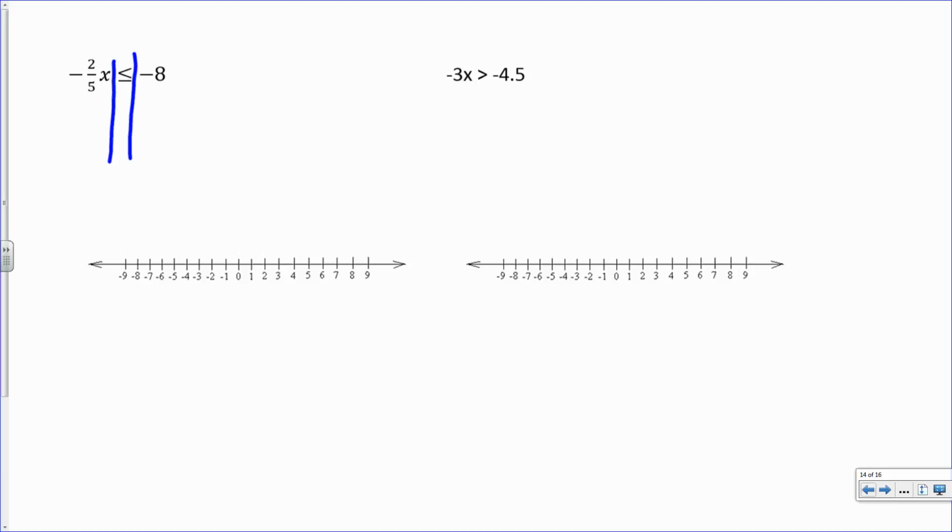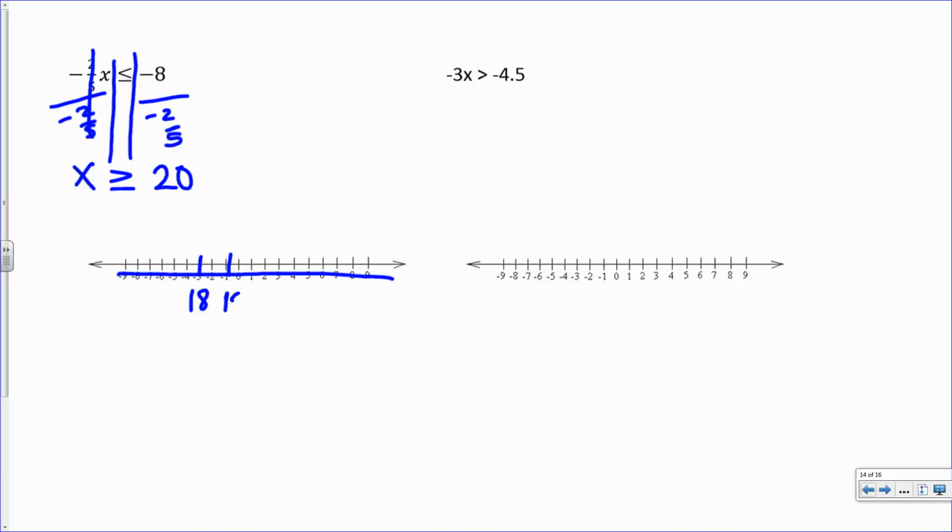Okay, on this problem, because it's being multiplied by -2/5, you should have divided by -2/5. These cancel. Now I divided by a negative, which means I need to switch my sign. And -8 divided by -2/5 is a positive 20. 20 won't fit on here with the numbers I have, so let's say this is 18, this is 19, 20, 21. So here's 20, closed circle, greater than.